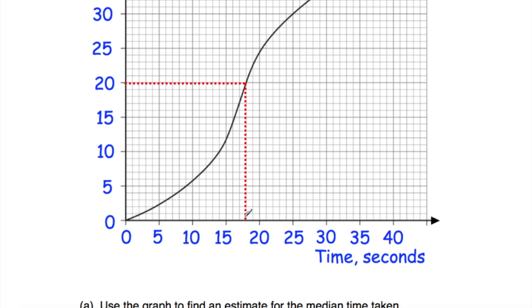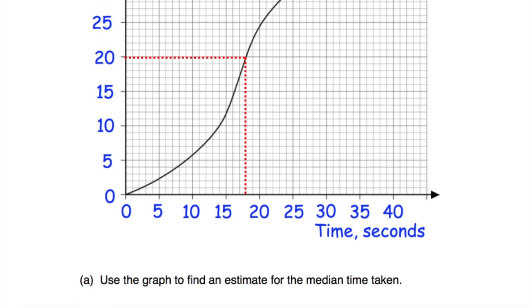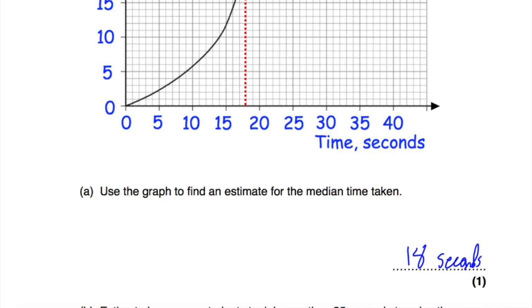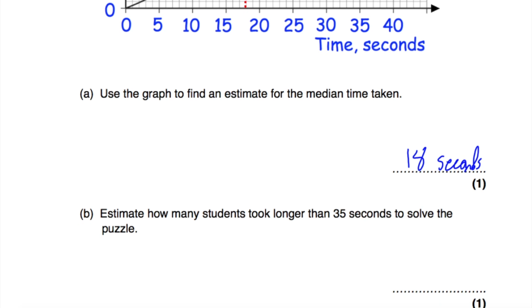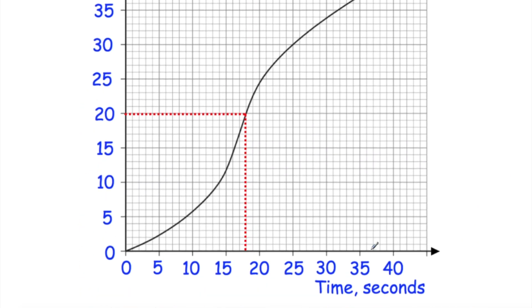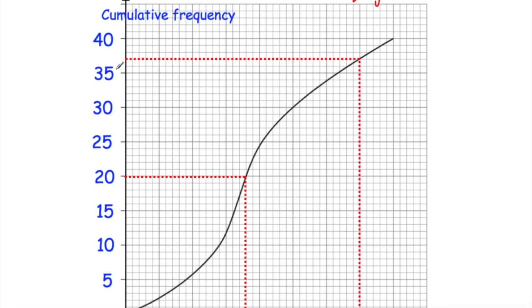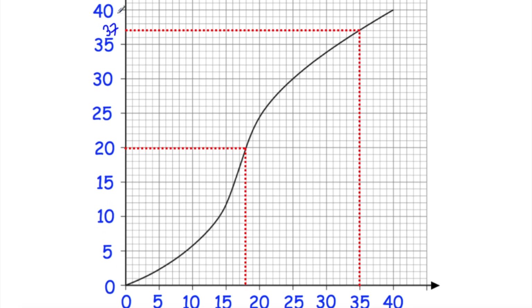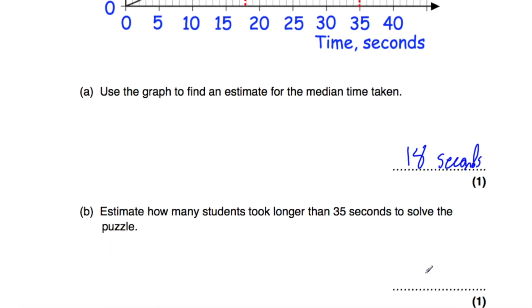So let's work out what number this is. We've got 15, 20, so 16, 17, 18 seconds. So that's our estimate for the median, 18 seconds, and if you got that, well done. Okay, next, part B. Part B says, estimate how many students took longer than 35 seconds to solve the puzzle. So we're going to go 35 seconds up and across. Now let's read off our cumulative frequency. That's 37. So altogether, 37 students took up to 35 seconds. If we were asked how many students took less than 35 seconds, our estimate would be 37. We were asked for longer than 35 seconds. That's going to be the rest, the other 3 students. So it's going to be 3, and that's it.